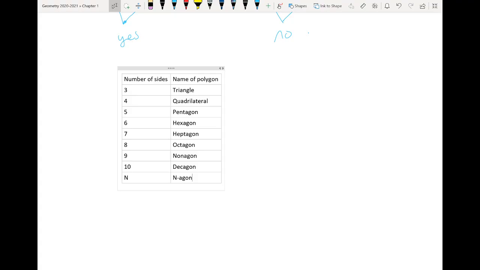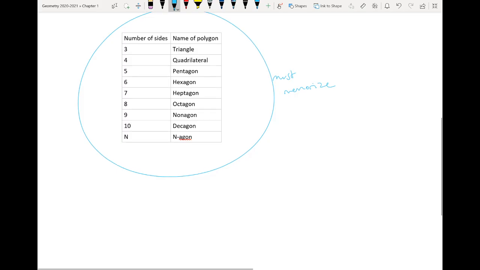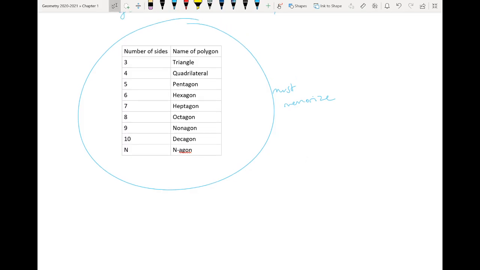Just two more, because you will hear these: 11 is hendecagon and 12 is dodecagon. But you don't need to commit those to memory. These right here, you must memorize. Make sure you know that, because this is going to come up in your quizzes. I'll ask you about the perimeter of a nonagon, and students are going to be a little puzzled about where to even start with that.